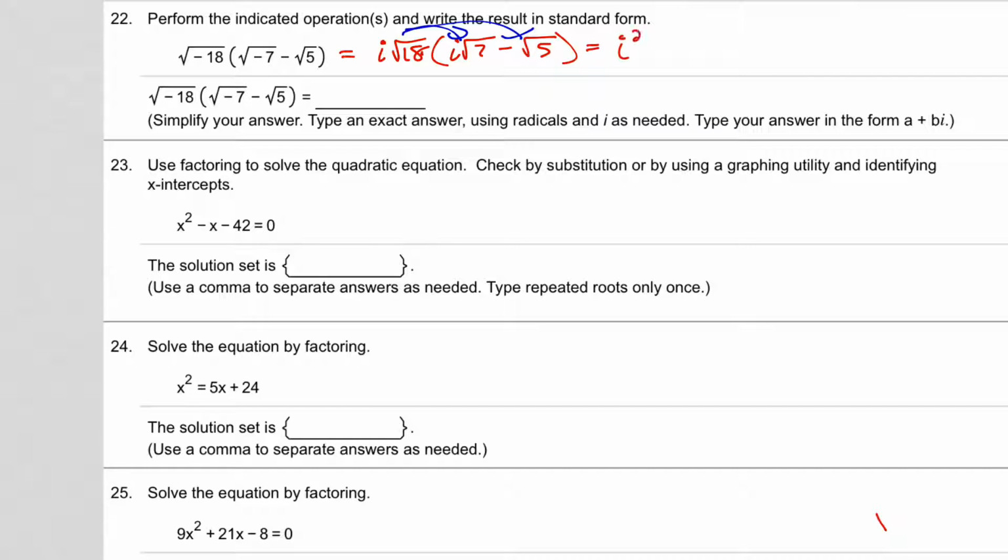So this is going to be i squared. Actually, it's better if we reduce this 18 or simplify it. So this is actually 9 times 2, which is now 3 radical 2. So I'm going to put that i in there.